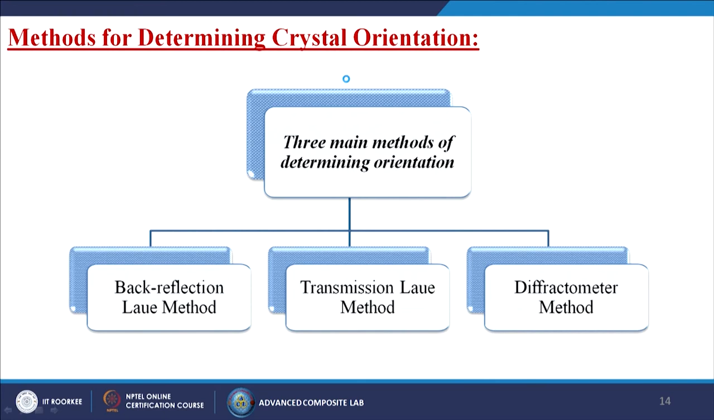Now, what are the methods for determining the crystal orientations? There are mainly three basic, or maybe main, methods. The first one is called the back reflection Laue method, the second is called the transmission Laue method, and the third one is called the diffractometer method.